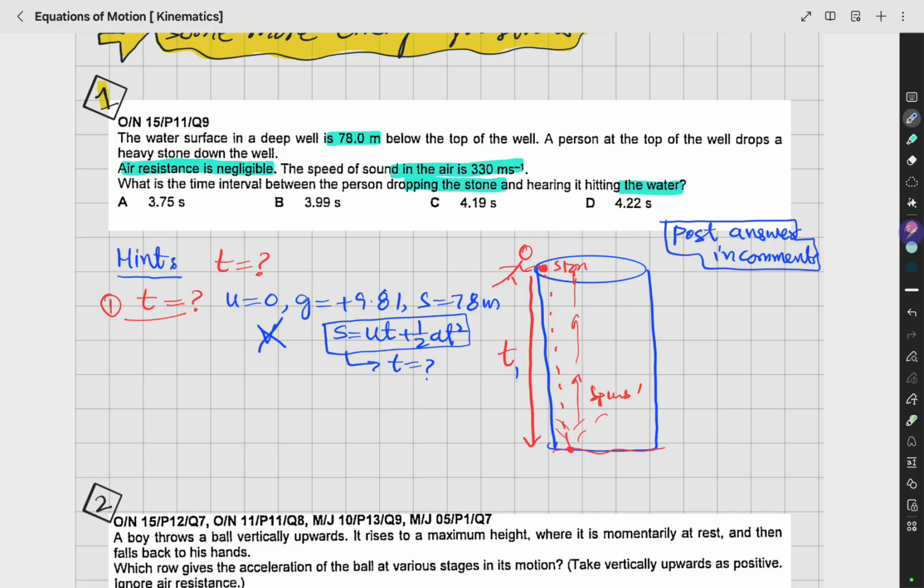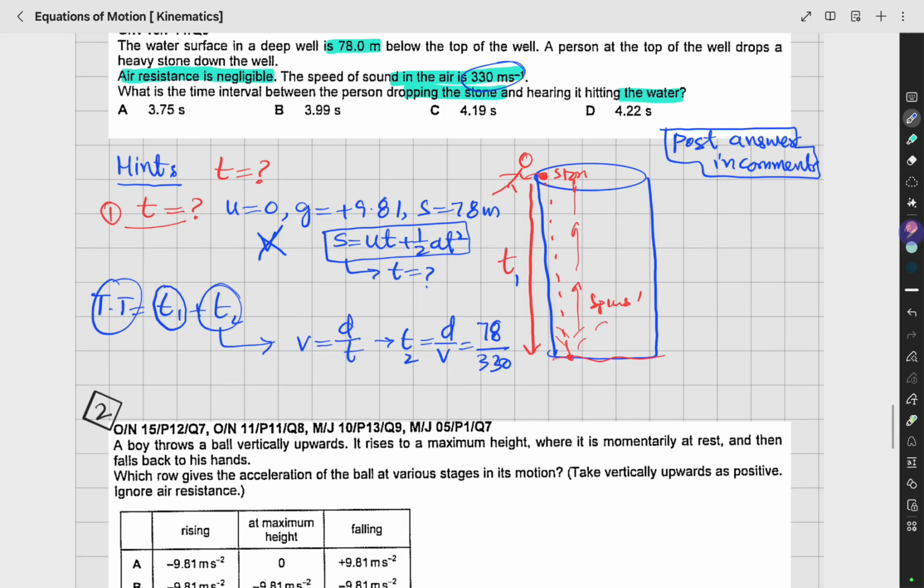Okay, that's good. This is one time, but the total time is t1 plus t2. T1 is just the time to go down. T2 is the time that the sound takes. As the sound speed is constant, you can do it like this: t is d by v. The distance is 78 and the speed of the sound they have mentioned is 330. So you will get this time and then you will simply add these two to get your total time.